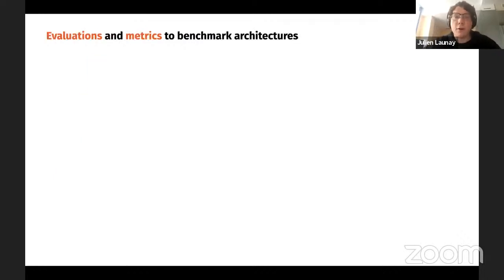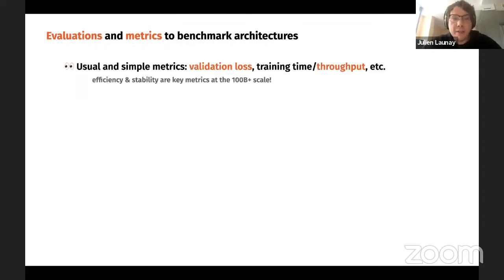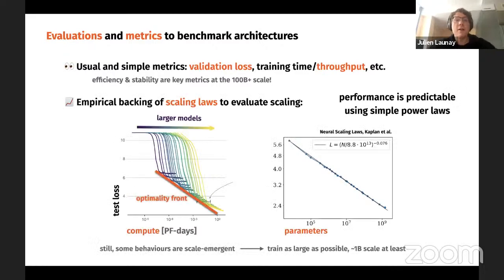To look at all of this, I have to talk a bit about evaluation, because how do we evaluate what we are doing? The basic one is to just look at the simple metrics, the usual suspects: validation loss, your GPU throughput, obviously, because this is important. As I said, efficiency and stability are very important to us for the training of the final model. And then we have another tool in our pockets, which is why we are called the architecture and scaling group: the empirical baking of scaling laws.